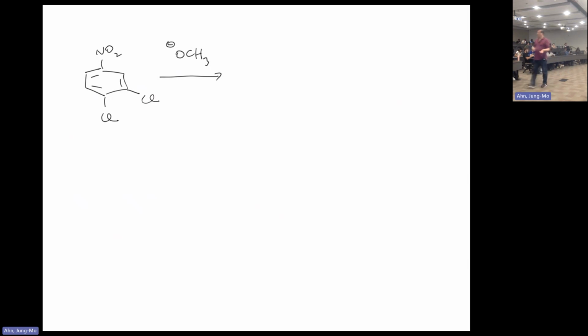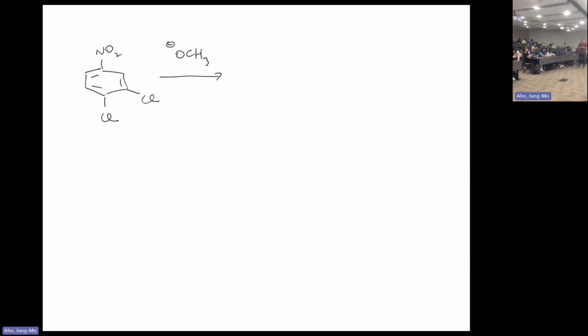And we're really talking about how this nucleophile is not going to replace the nitro, right? Because nitro is not a good leaving group. It's going to attack either of these chlorines. It's going to replace either of these chlorines. The question is, which one? Is it going to replace the one meta to the nitro, or the one para to the nitro? That's the question.